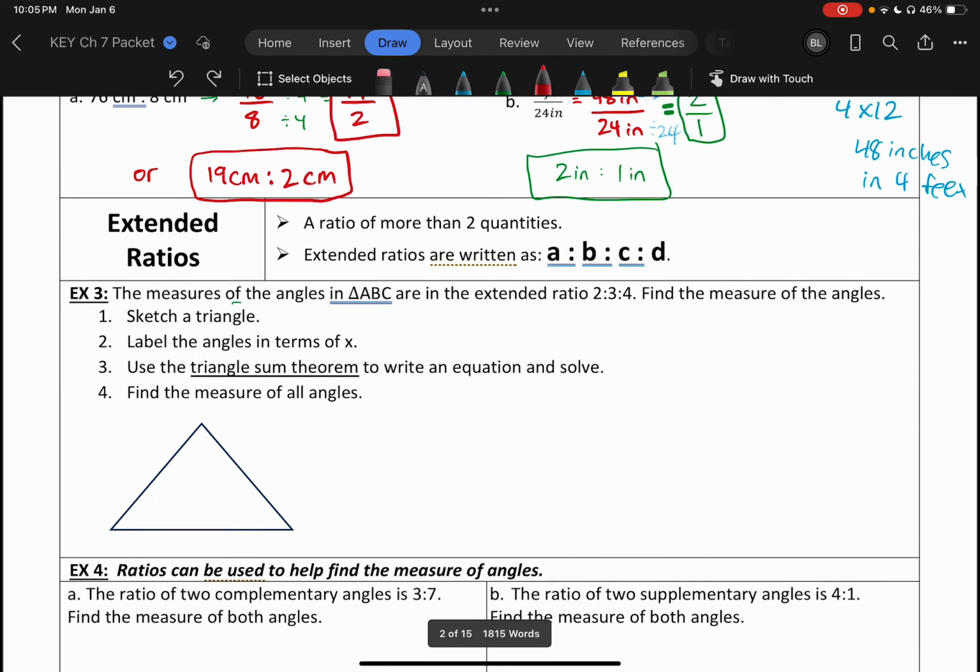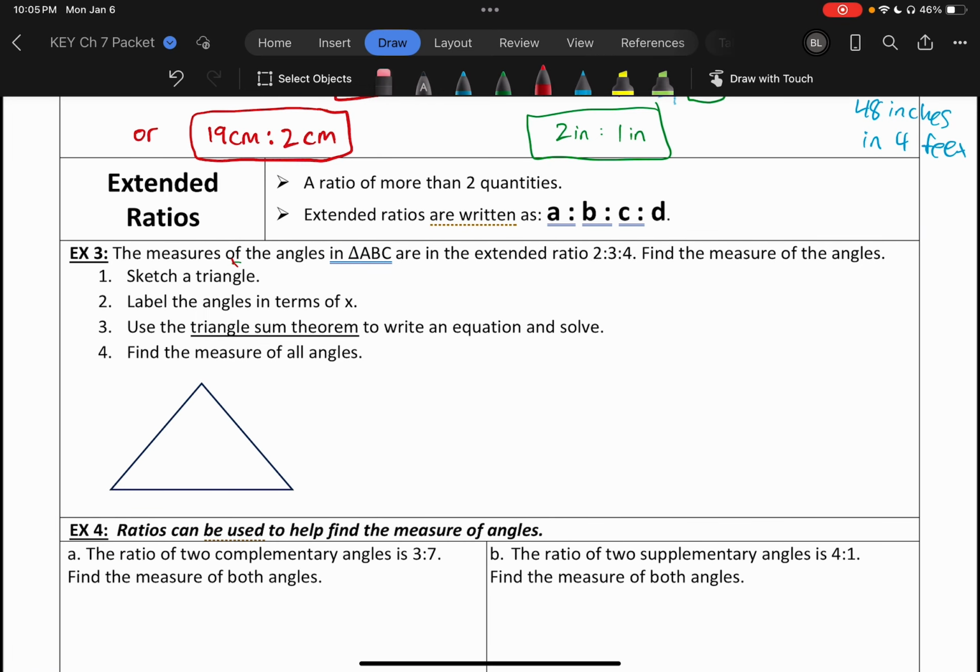Let's look at an example that involves the use of an extended ratio. Example 3 says, the measures of the angles in triangle ABC are in the extended ratio 2 to 3 to 4. Find the measures of the angles. There are some steps 1, 2, 3, and 4 listed below to help walk us through this process. Right here, we're talking about a triangle, the measures of the angles in triangle ABC. A good idea to start with is labeling our triangle. The triangle is already drawn out for us. Let's call this triangle ABC because that's what we're working with.